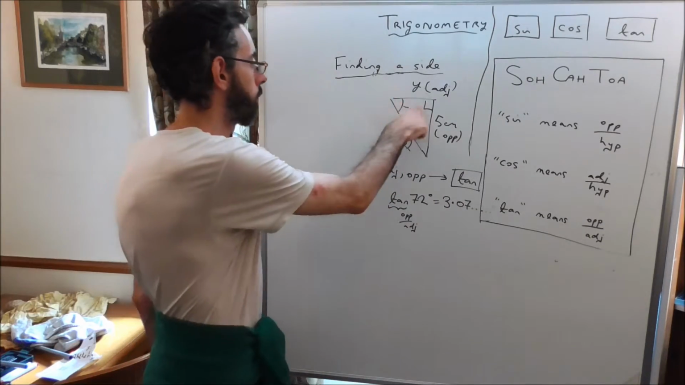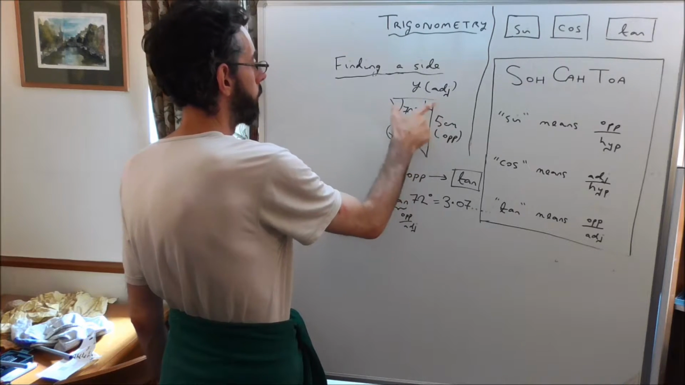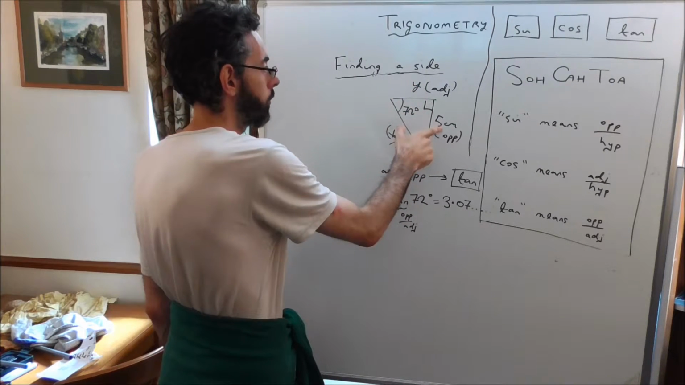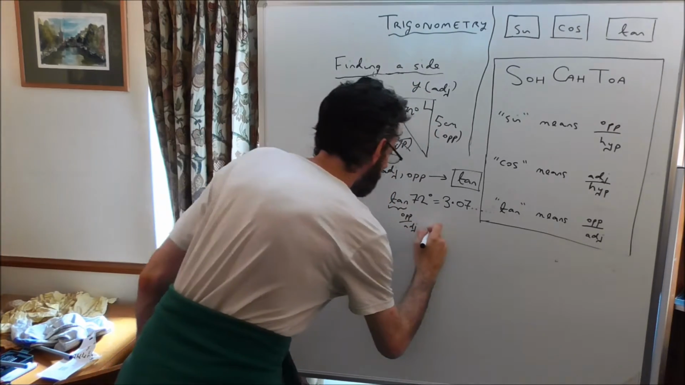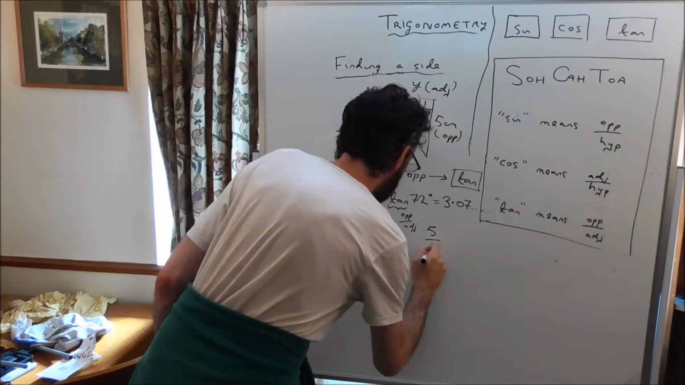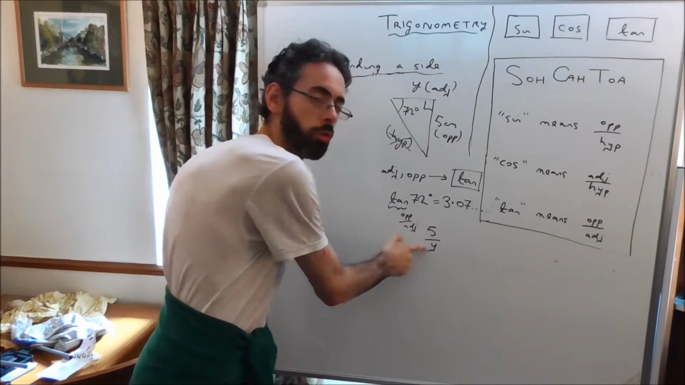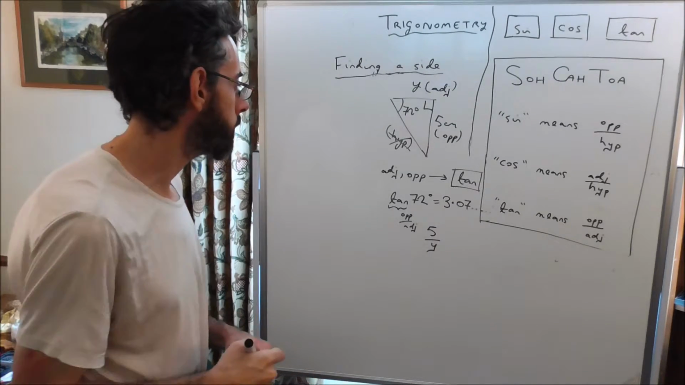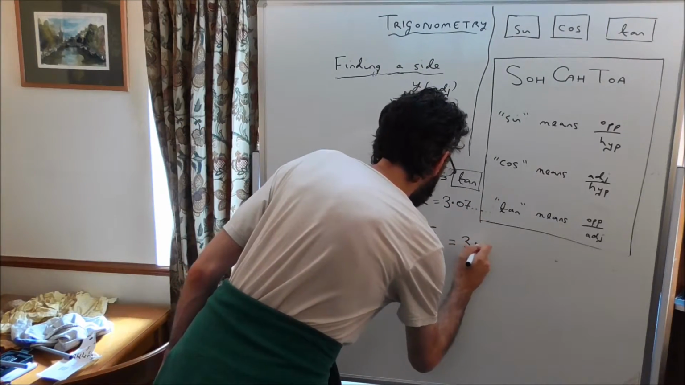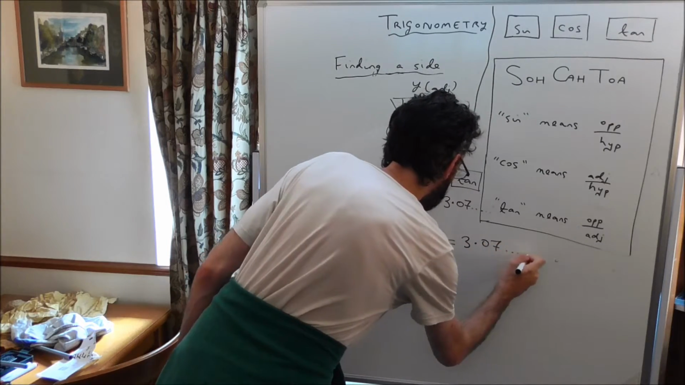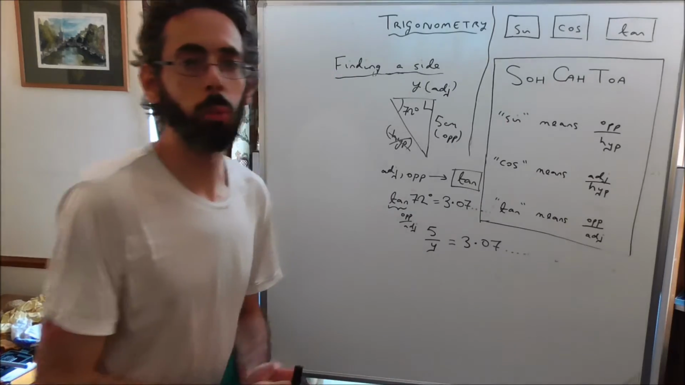Now for this particular triangle, opposite divided by adjacent is 5 divided by y. So we can replace this with 5 divided by y. It's this way round this time, and notice that this time the y is on the bottom of the fraction. And we know that's equal to 3.07. So we have an equation again, and we want to find y.